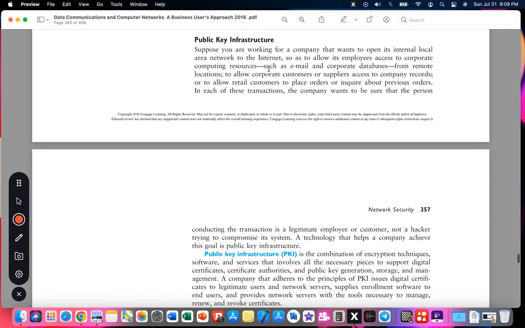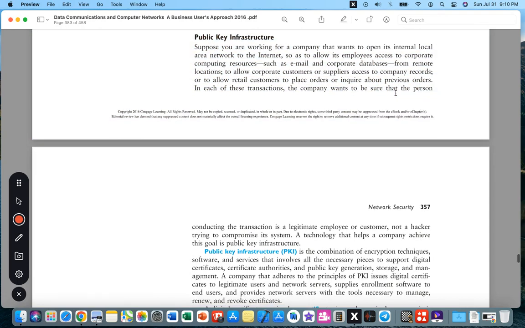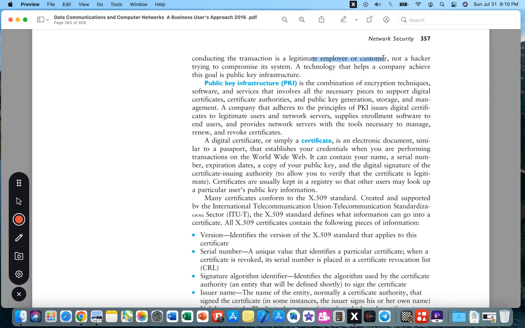Public key infrastructure. Suppose that you are working for a company that wants to open its internal local area network to the internet, so as to allow its employees access to corporate computing resources such as email and corporate databases from remote locations, to allow corporate customers or suppliers access to company records, or to allow retail customers access to place orders or inquire about previous orders. In each of these transactions, the company wants to be sure that the person conducting a transaction is a legitimate employee or customer, not a hacker trying to compromise its system. A technology that helps a company achieve this goal is Public Key Infrastructure, or PKI.